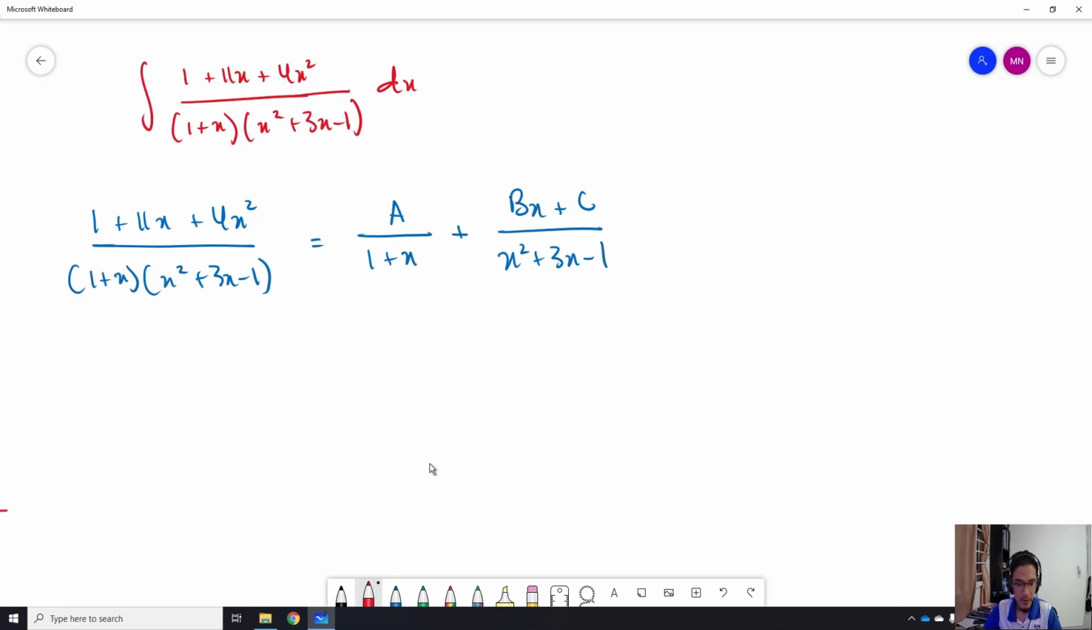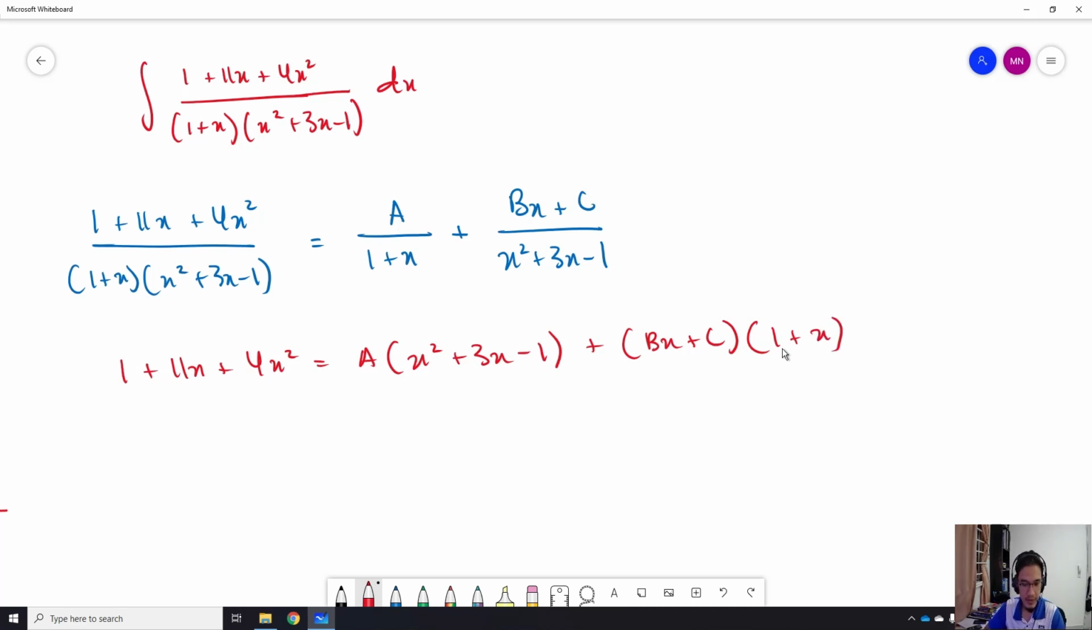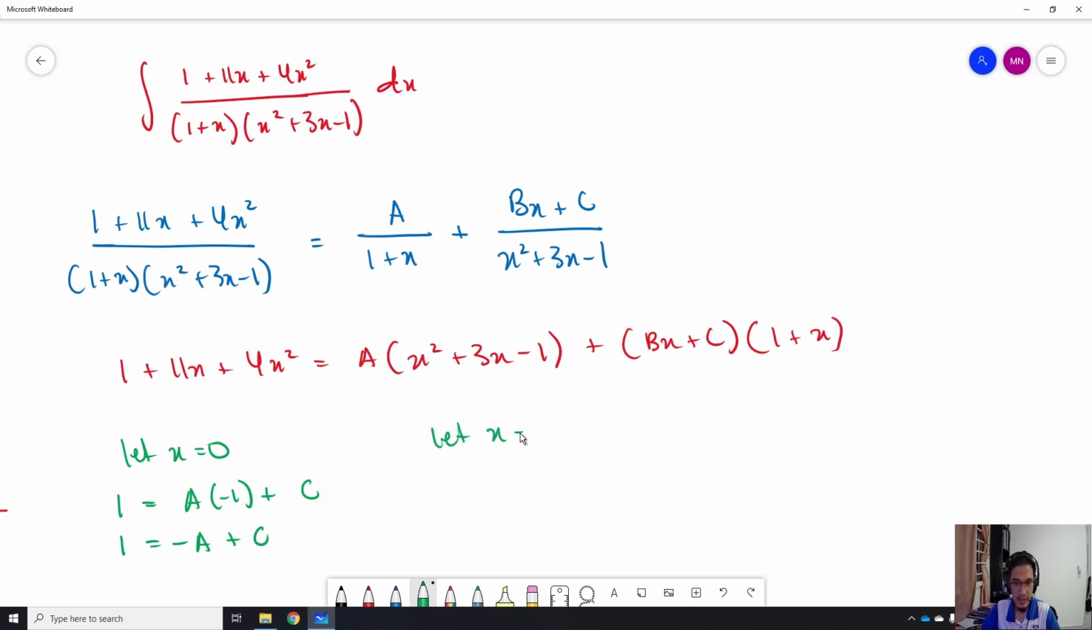Alright, so from here we equivalent the denominator. 4x squared equal to a x squared plus 3x minus 1 plus bx plus c 1 plus x. Alright, okay, so we can let x equal to 0. So when we let x equal to 0, then we have 1 equal to a negative 1 plus bx is 0, x 0, so plus c. So then we have 1 equal to negative a plus c. Okay, we stop it right over there, and we now let x equal to negative 1.